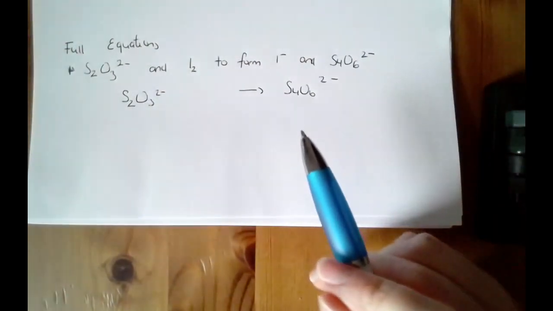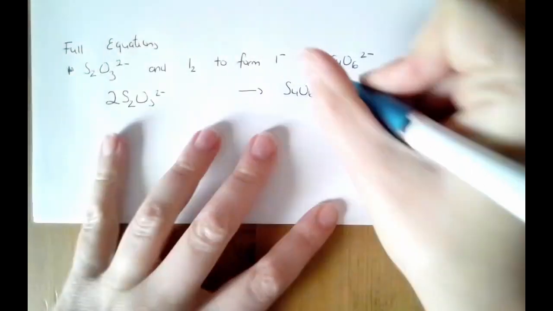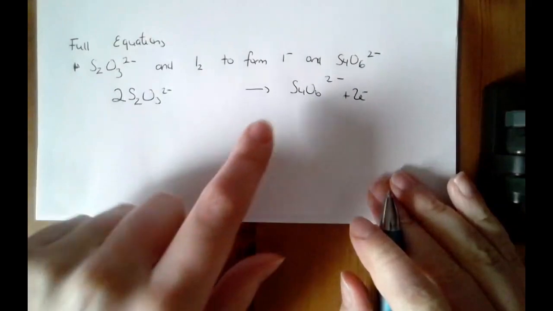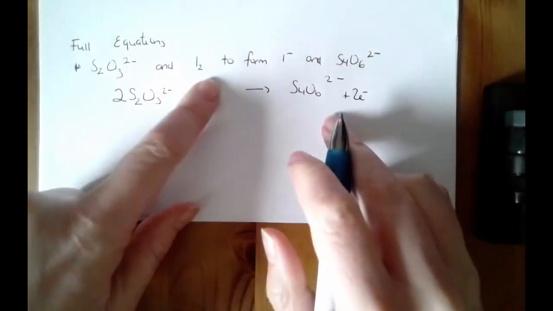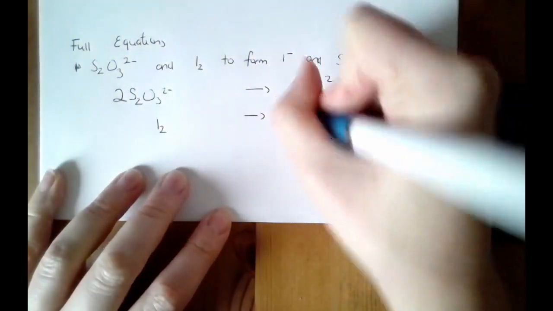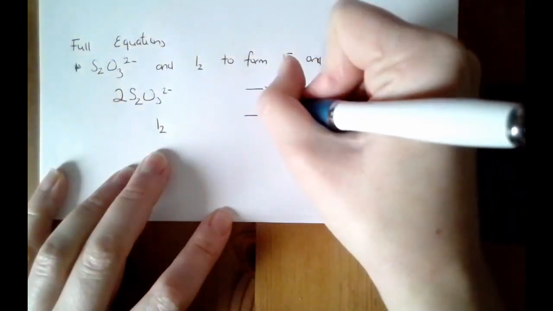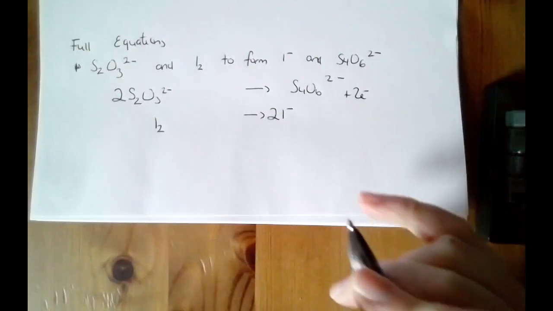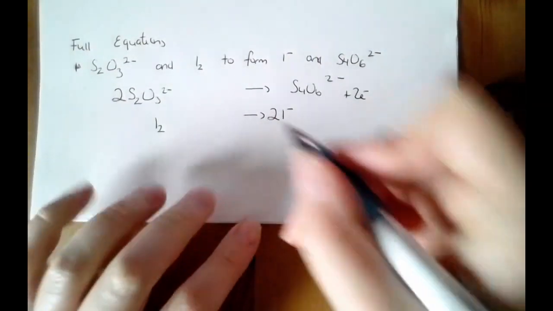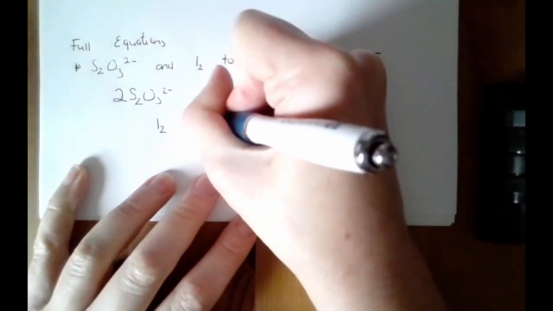So when I wrote this half equation above, we saw that I needed a 2 here, and then I just needed 2 electrons to balance the charges. So that's my half equation for the first reaction. For the second reaction, I've got I2 becoming I-. Again, I need to balance my atoms, so I'm going to need to put a 2 there. And then in order to balance my charges, 2 negative charges here means I need 2 negative charges here.